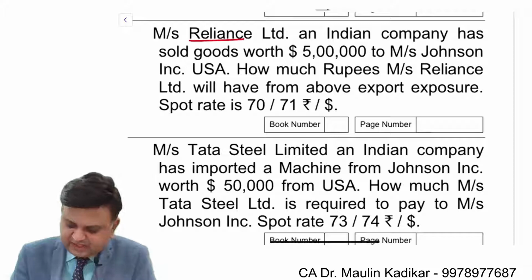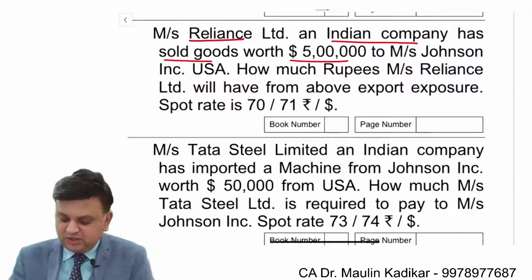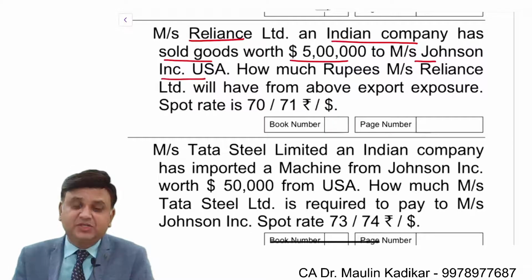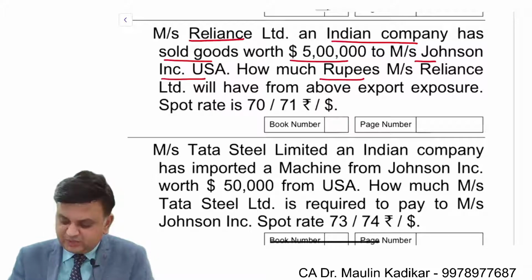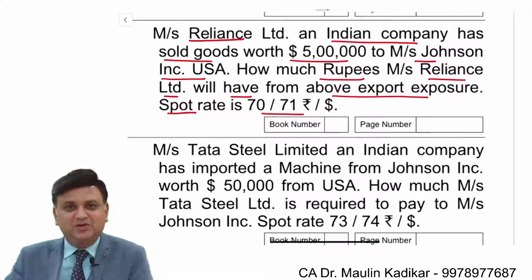Mrs. Reliance Limited, an Indian company, has sold goods worth $5 lakhs to Mrs. Johnson Incorporation, United States of America. How much rupees will Mrs. Reliance Limited have from the above export exposure? Spot exchange rate is 71 rupees per dollar. Try to calculate the answer on your own.